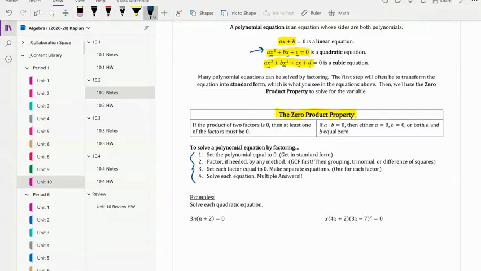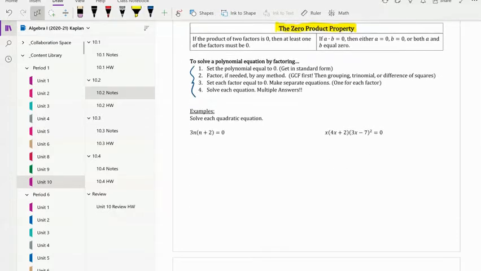So that's what I mean by standard form. It is set equal to 0, your terms are on the same side, and they're in order from greatest degree to least degree. Okay, then you're going to factor by any method, right? You're always still going to look for a GCF first. This is exactly what we did last chapter.